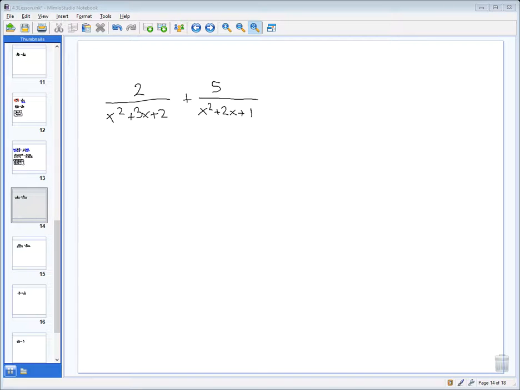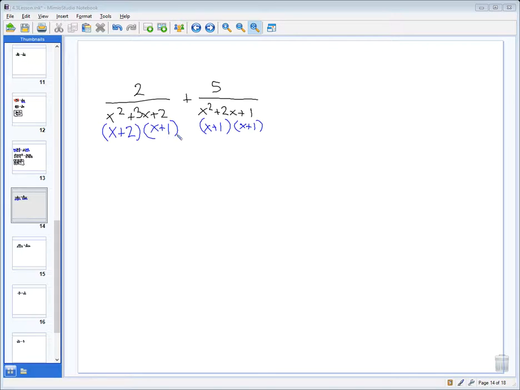Now here is a third example. Again, we want to make sure that the denominators are the same. So the first thing we need to do is factor each denominator. This bottom denominator factors to x plus 2 and x plus 1. The denominator on the right factors to x plus 1 and x plus 1.